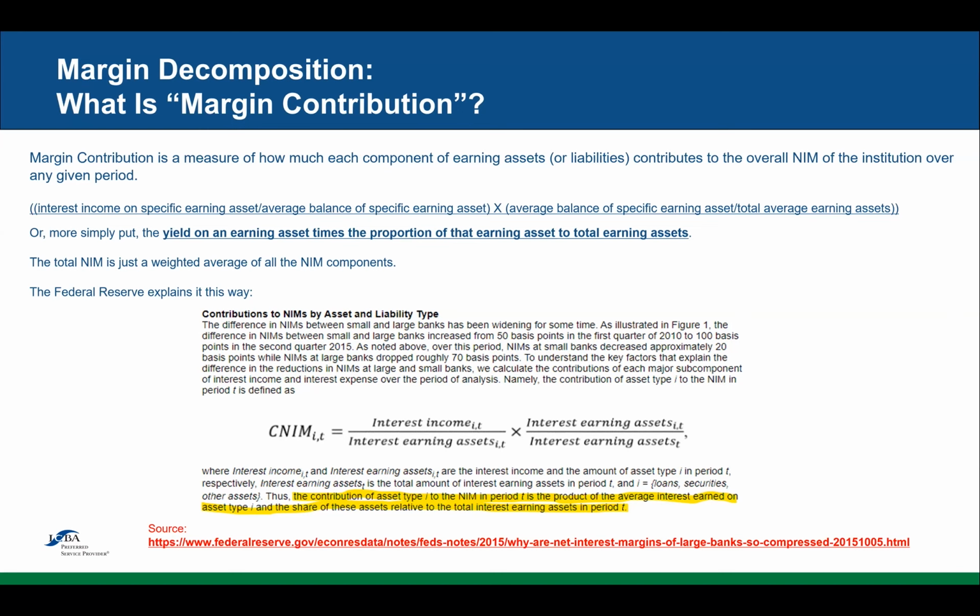This is how the Federal Reserve explains it. We have a link at the bottom here if you're curious about more of the mathematical details and how this ratio is used. I took a little screenshot of the source, and it shows what CNIM is, contributions to net interest margin. It's explained as the contribution of that asset type being the product of the average balance of the interest earned and the share of the assets relative to total interest earning assets. So that's what the margin contribution of any individual asset or liability is.